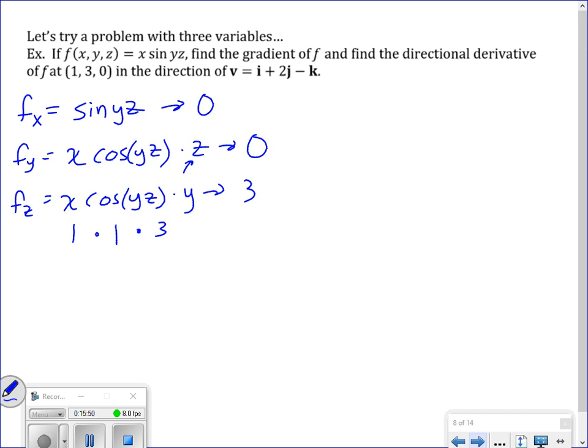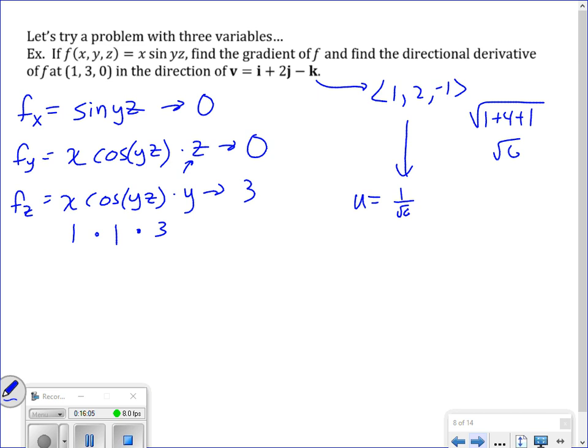And the only problem here, I am not given a unit vector. This is the vector 1, 2, and negative 1. This is not a unit vector. So I need to find its magnitude, which would be 1 plus 4 plus 1, so that'd be square root of 6. I need to turn this into a unit vector. So my u vector is 1 over radical 6, 2 over radical 6, and negative 1 over radical 6. So just be careful of that.